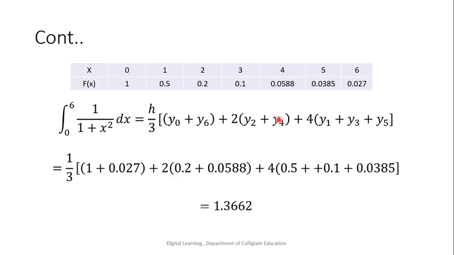That is y2 plus y4, plus 4 times the odd ordinates, that is y1 plus y3 plus y5. By using the table, substitute the values of y0 to y6. Then simplify, and we get the approximate value 1.3662. This is the approximate value of the given definite integral from 0 to 6 of 1 by 1 plus x square into dx.